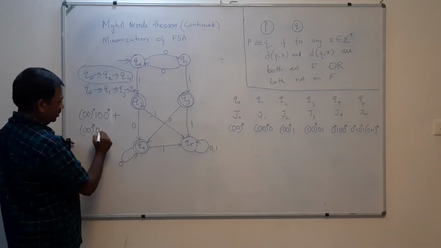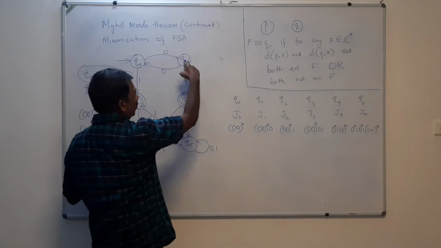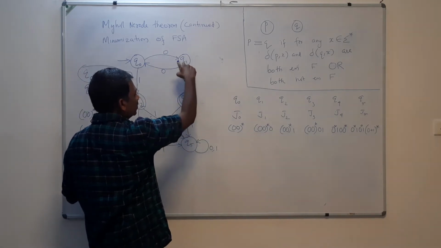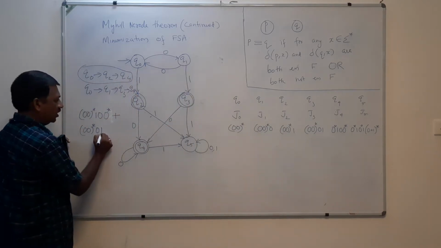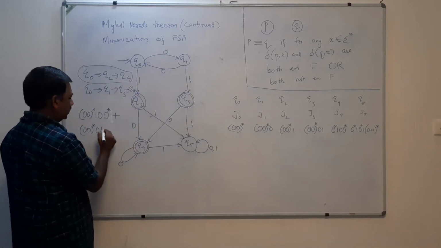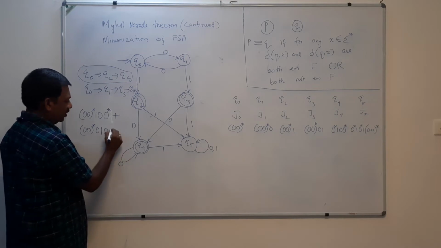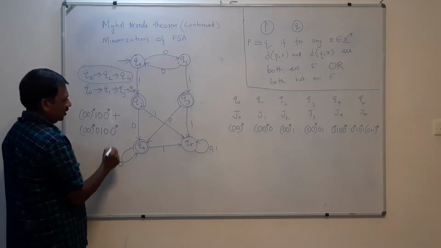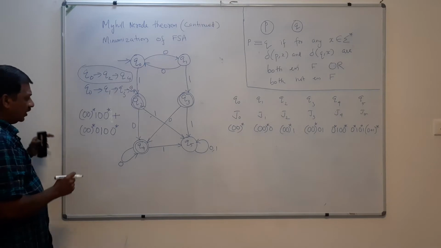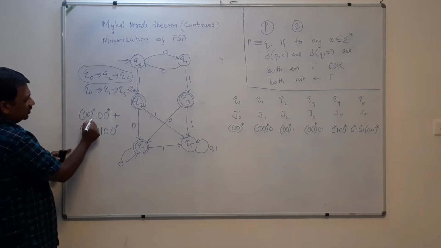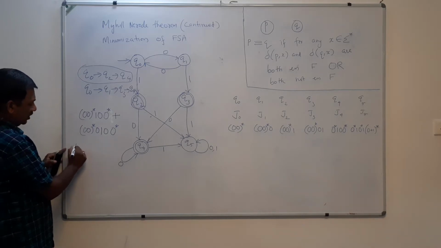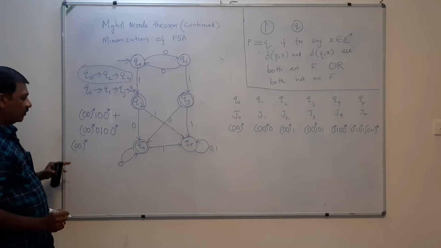After that causes the control to reach Q3 from Q1. That is 1, and after that another 0 followed by 0 star. See, we have 0 0 star here, 0 0 star here. Now 0 0 star, take it as a common expression.